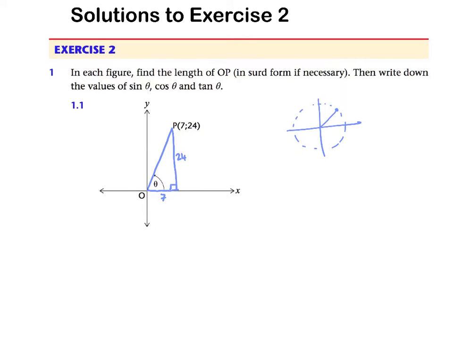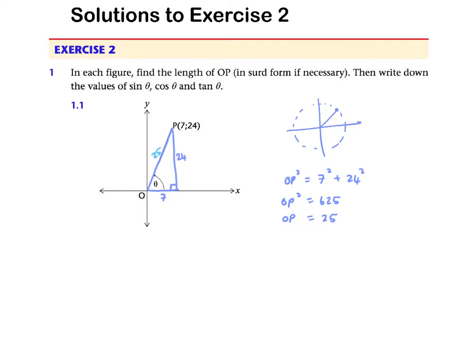Alright, so we're going to use Pythagoras to work out OP. So OP squared, the hypotenuse squared, is equal to the sum of the two short sides squared, so 7 squared plus 24 squared. And so therefore OP squared is equal to 625, therefore OP is going to equal 25. Right, so we know that the radius there is equal to 25.